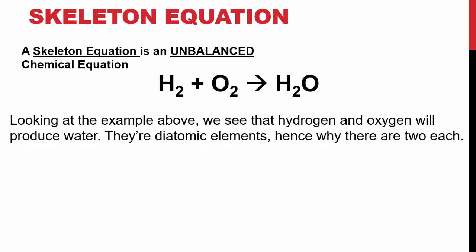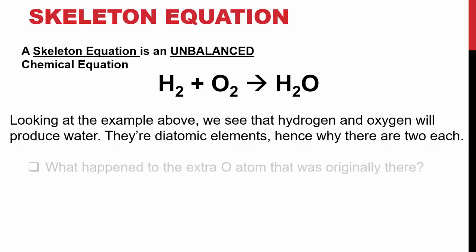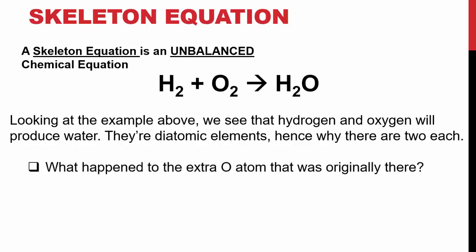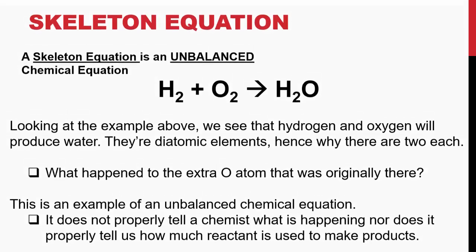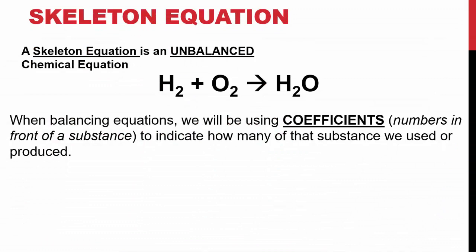Again, the conservation law states that we can't create something or destroy something. So if we have an extra oxygen atom in the reactants, we still need it to come out on the product side. So this is an example of an unbalanced chemical equation. It does not properly tell a chemist what is happening, nor does it properly tell us how much reactant is used to make the products. So again, our skeleton equation is an unbalanced chemical reaction.